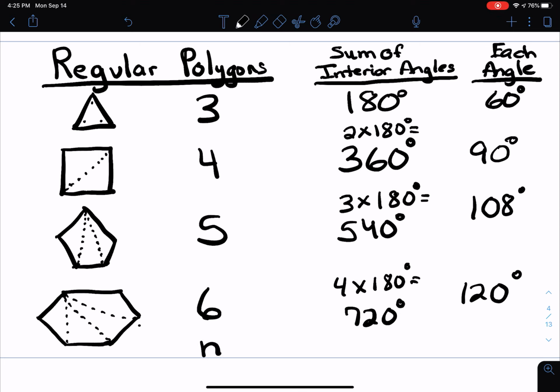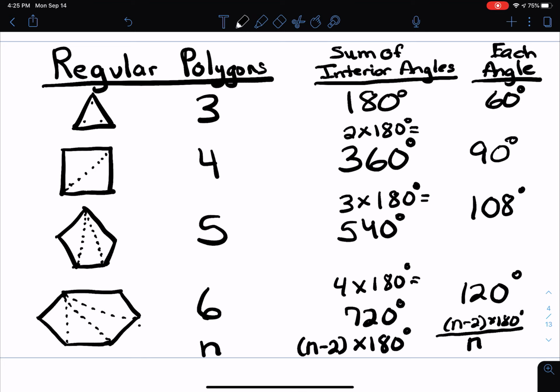n can be the number of sides and angles. And notice that the number of triangles is n minus 2. Multiply that by 180 to get the total of your angles. And then you can take that total, whatever that was, and divide by your number of sides, the number of angles, n. And that'll tell you what each angle's measure is.